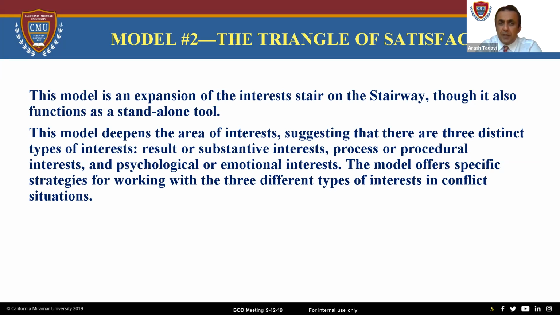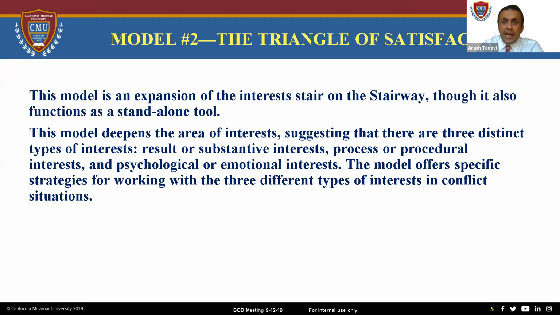So this model deepens the area of interest, suggesting that there are three distinct types of interest: result or substantive interest, process or procedural interest, and psychological or emotional interest. In the first model, we have three types of processes: interest-based processes, rights-based processes, and power-based processes.